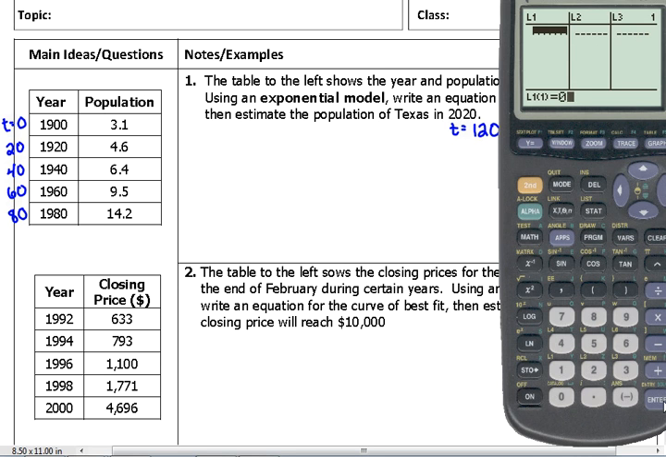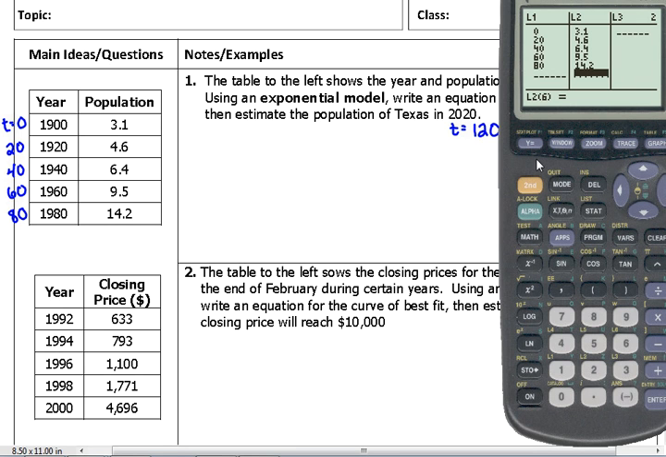So in List 1, we put 0, 20, 40, 60, and 80. And then we put in our populations in List 2: 3.1, 4.6, 6.4, 9.5, and 14.2. Now, it tells us to use an exponential model, but before we do that, I want us to actually look at the scatter plot for this.